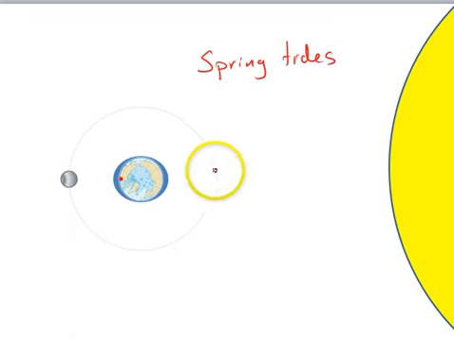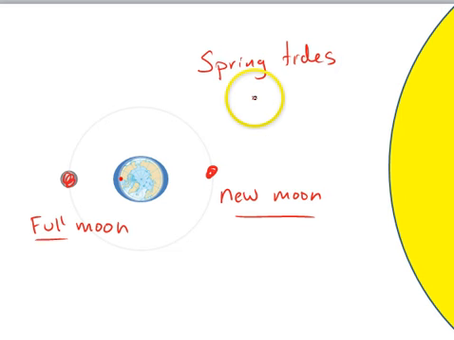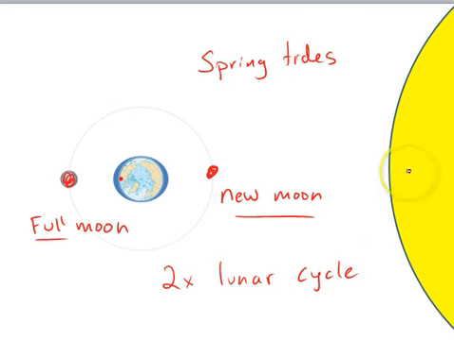Right, so you get spring tides here during the full moon, and you get spring tides, I'm sorry, that's not the full moon, during the new moon, and you get spring tides here during the full moon. So there are two different moon phases that cause spring tides. So it happens 2 times a lunar cycle. Alright, so those are your spring tides.